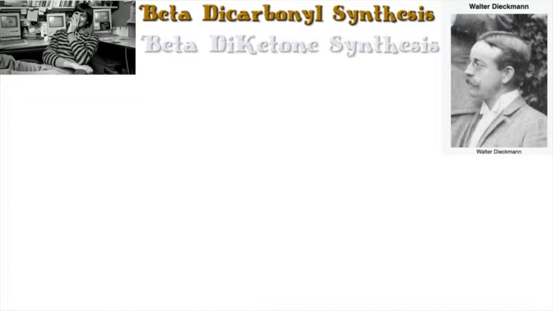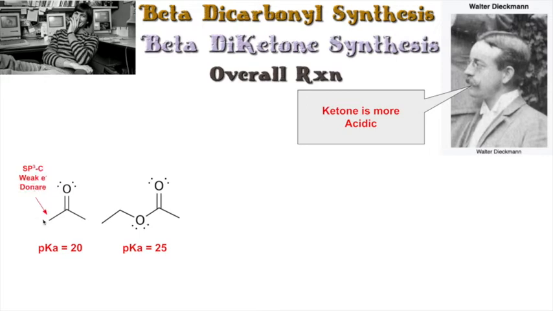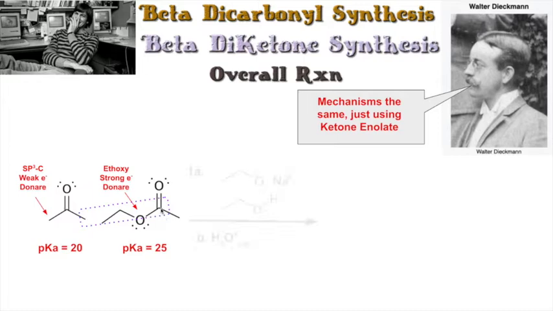We're going to do diketone synthesis. So here, this is actually a new reaction. You're not reacting an ester with itself, but you're reacting a ketone and an ester. So the ketone winds up being the nucleophile. Other than that, it's the same reaction. The ketone is more acidic. It's got a pKa of about 20 versus 25 for the ester. That's because the sp3 carbon is a weak electron donor, where the alkoxy is a strong electron donor. So this one winds up being your nucleophile because it's more acidic. It happens more often to get deprotonated. And when it is the nucleophile, the enolate adds to the carbonyl carbon, addition-elimination.